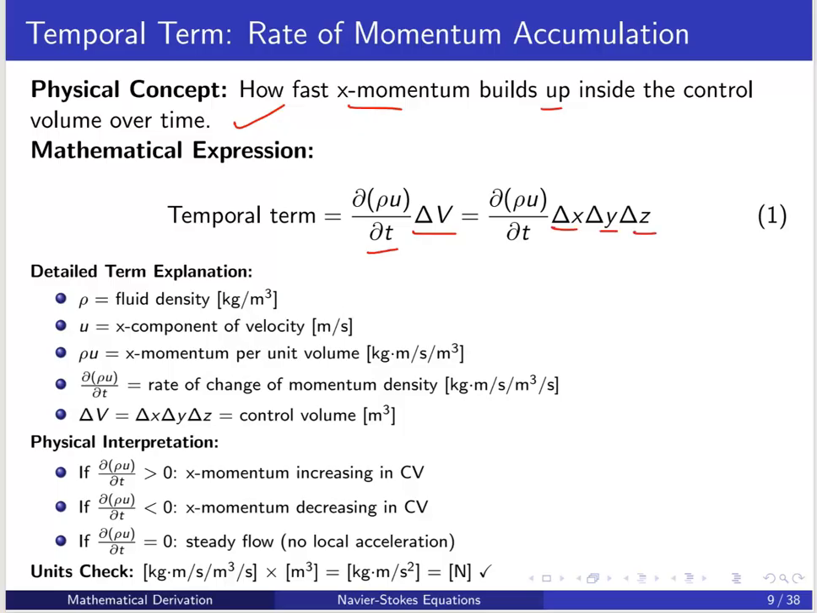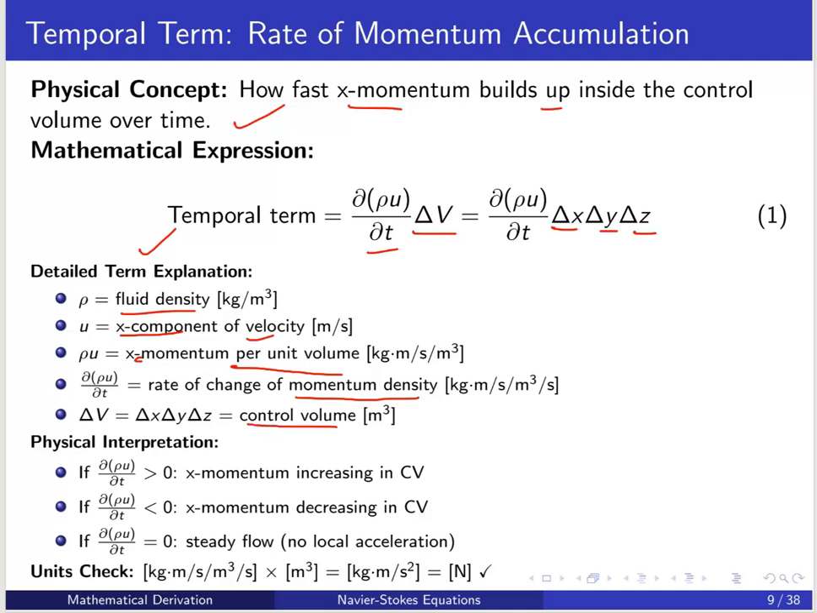So now here is the detailed term explanation. Rho is nothing but fluid density, u is the x component of velocity, ρu is nothing but x momentum per unit volume, and ∂(ρu)/∂t is nothing but the rate of change of momentum density, and ΔV we know is Δx into Δy into Δz, that is the control volume.